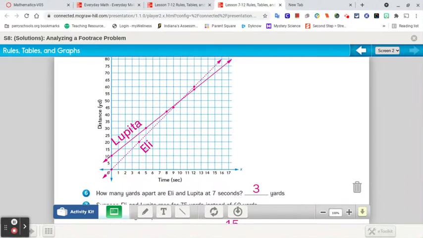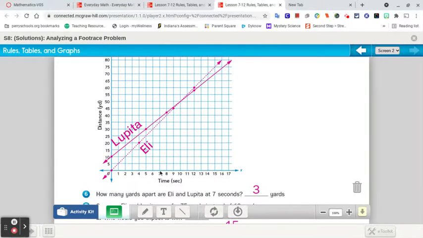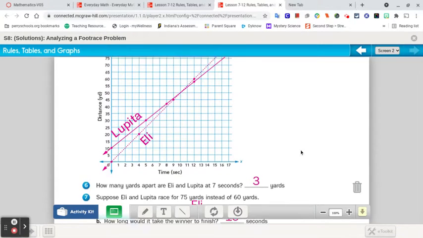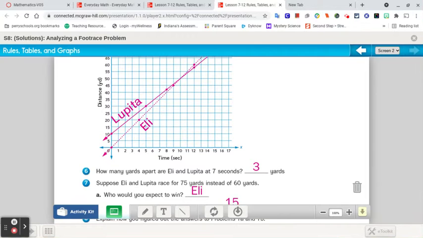So how many yards apart are Eli and Lupita at 7 seconds? So when you find the seconds at the bottom, you're going to go 7, and you can see Eli is right at 35. Lupita is somewhere between 37, 38. So 38 minus 35 is 3. That's how they figured that. If you put 2 yards, I certainly understand that too. But 3 would be the most appropriate answer there.